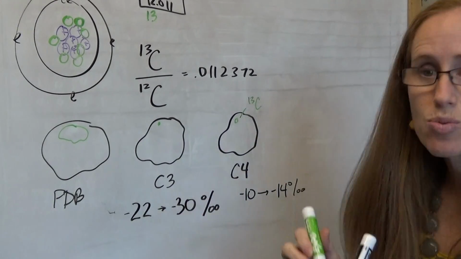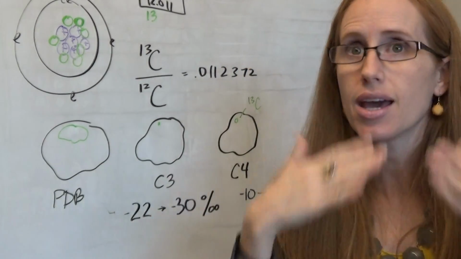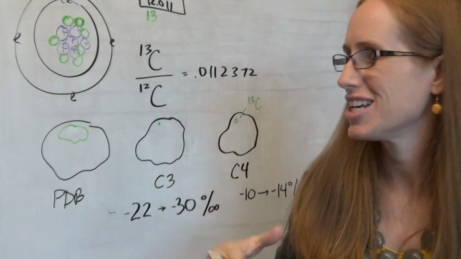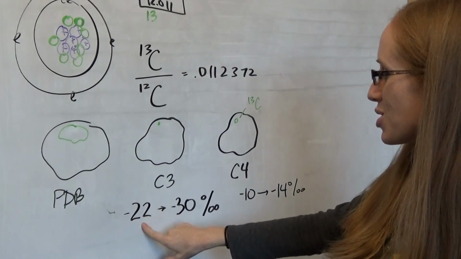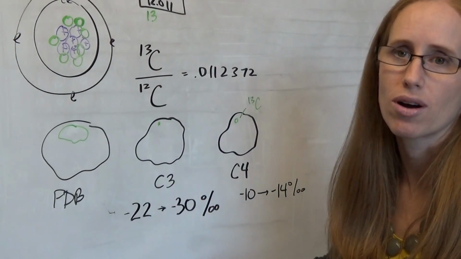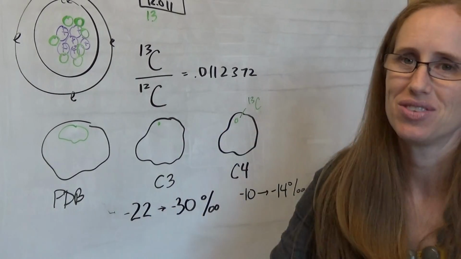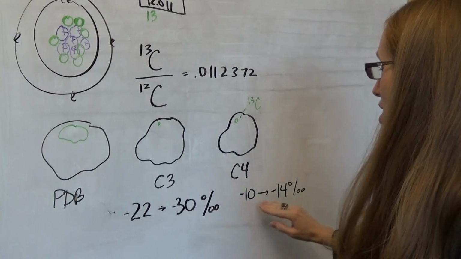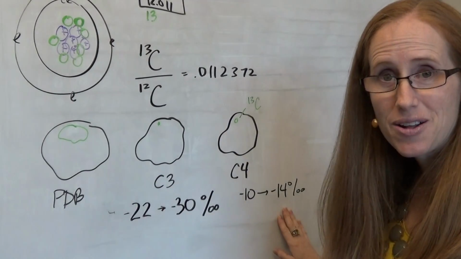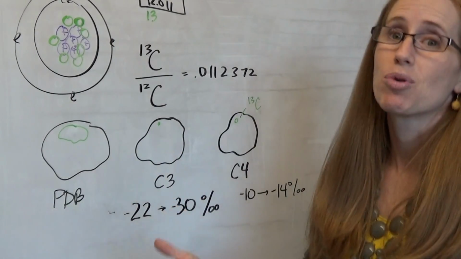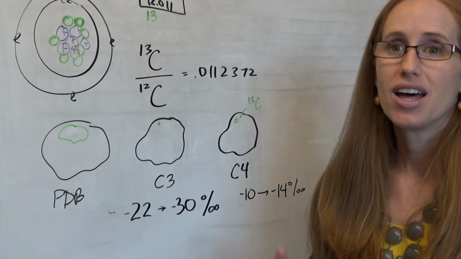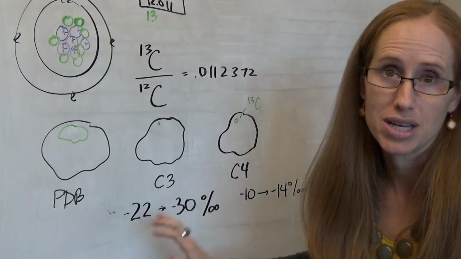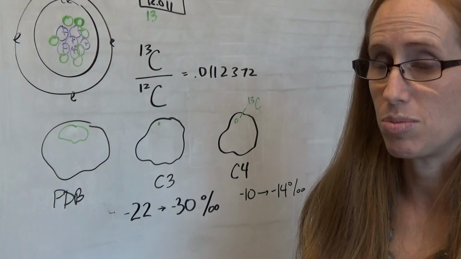And this is where it throws students and TAs and me half the time when I'm talking about it: I want to look at these numbers that are bigger, 22 and 30, and say, oh, that's more. But remember, we're in the negative. So -22 and -30 is a much smaller number than -10 and -14. So the larger the number, or the less negative, the more likely it is to be a C4 plant rather than a C3 plant.